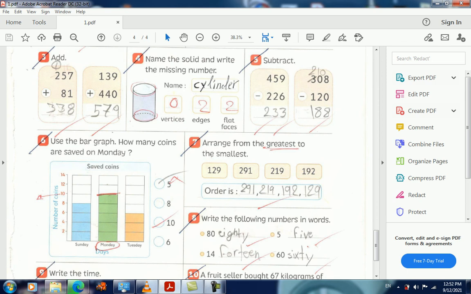Now 139 plus 440. 9 plus 0 is 9. 3 plus 4 is 7. And 1 plus 4 is 5.